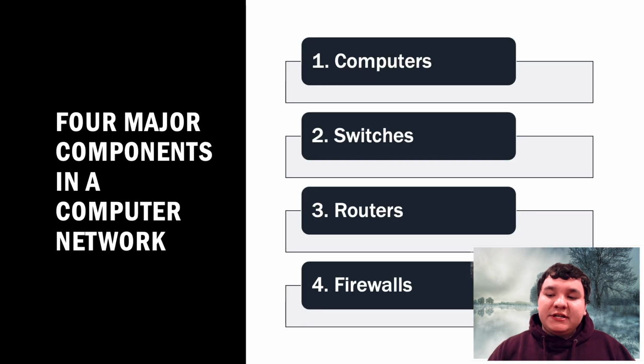A network is just a cluster or group of computers, and there are four main components of a computer network. Obviously the computers, switches, routers, and a firewall.